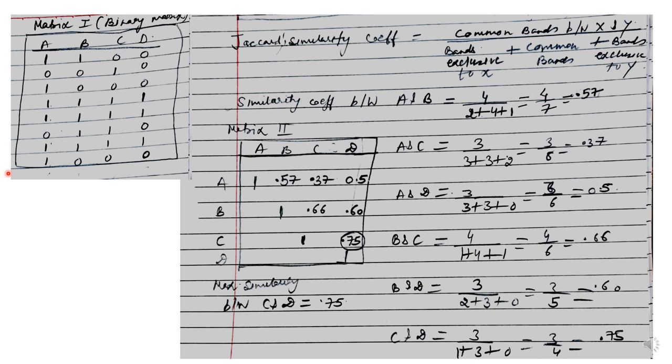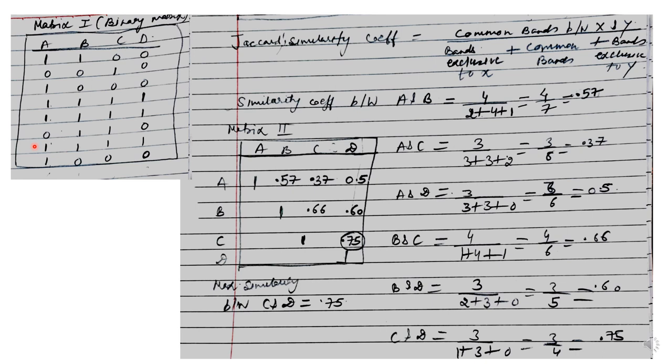So say for example we calculate the similarity coefficient between cultivars A and B. You can see here, when you look at A and B, how many bands are present in both? In the first band, if you count number 1 in both, this is first, second, third and fourth. So there are 4 bands which are present in both. So the numerator will be 4 because it is common to both X and Y.